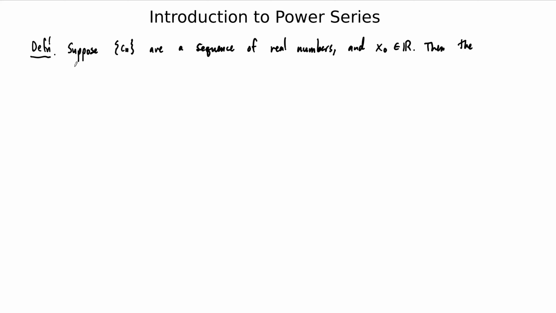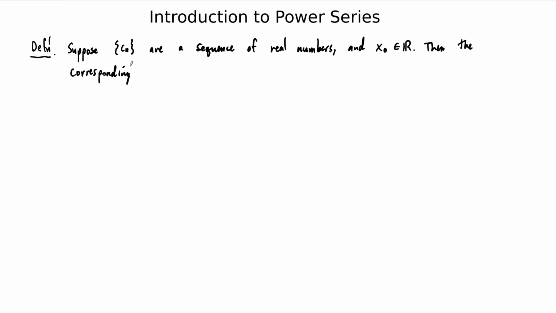Let's suppose that we have a sequence, we'll call these C sub n. These are a sequence of real numbers. And let's also suppose that x naught is some fixed real number. So x sub 0 is some fixed real number. Then the corresponding power series given this information is the function given by the following formula.